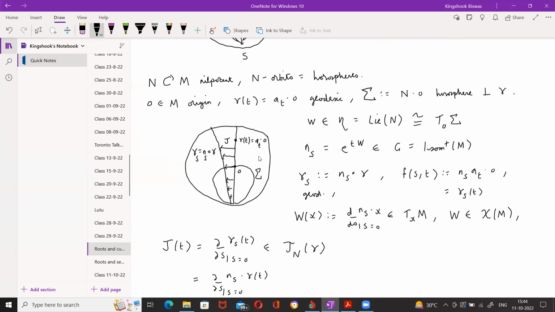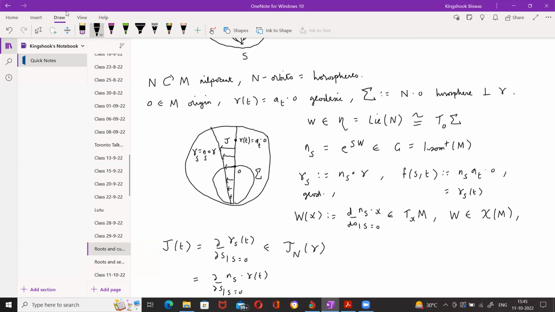So now I take N_S to be the one parameter group defined by this W. So this is not e to the T; this is a typo. This should be e to the SW. So this is an isometry N_S. Now I can apply this isometry to the geodesic gamma. So I get a new geodesic gamma_S equal to N_S composed with gamma. This gives me a one parameter family of geodesics gamma_S, so I get a parameterized surface f(s,t) equal to N_S A_T dot o, which is equal to gamma_S of t.